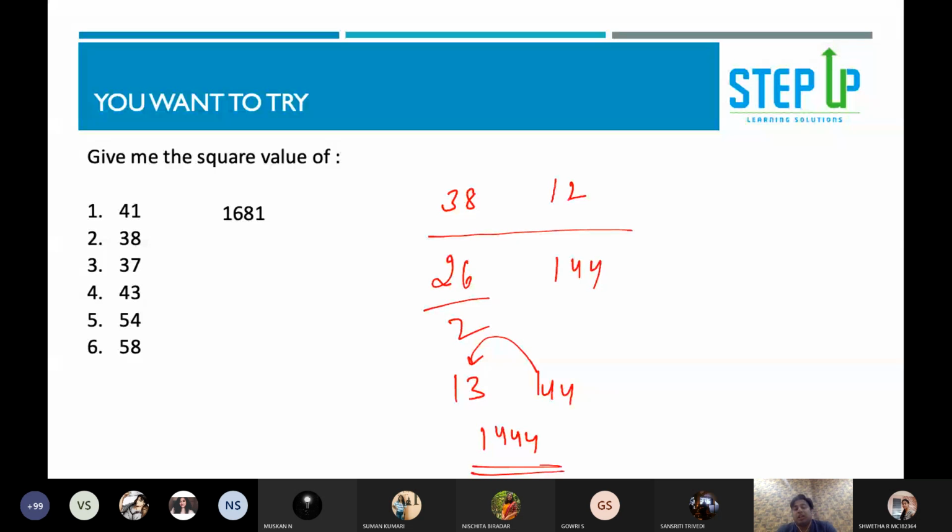Please see these steps again. 38, 12, 26, 12 square, 144, right? You divide 26 by 2, it comes out to be 13. 144, you carry forward 1 from there, and your answer comes out to be 1444.